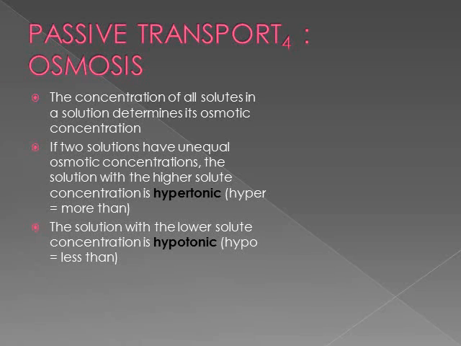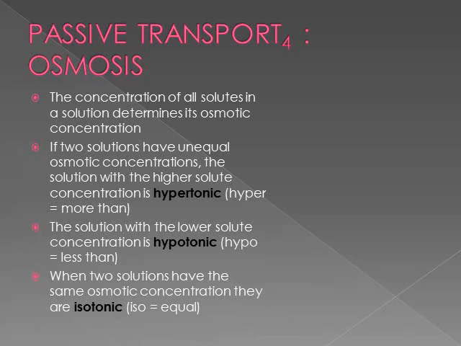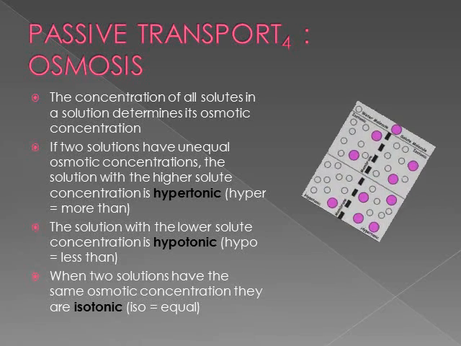People have so much trouble with this when it comes to tests. Just keep in mind that hypertonic and hypotonic refer to the stuff like sugar and salt that's dissolved in the water, not to the water itself. Very important. If both sides of a membrane, for instance, have the same concentration, then they will be what we call isotonic, which means equal.